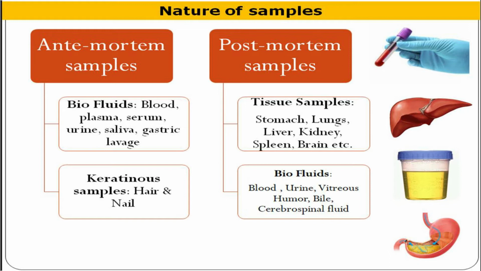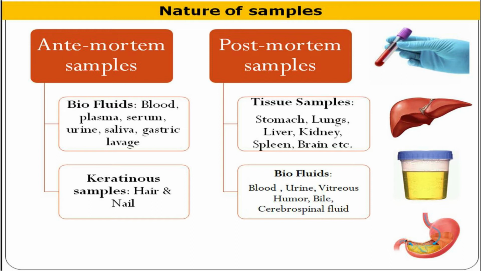So ante-mortem samples, mostly biofluids or blood or plasma, serum, urine, saliva, and gastric lavages are used to establish the exposure. You have to understand one concept of acute exposure and chronic exposure. So whenever a person consumes any xenobiotic or drug and poison in large amount in one instance, then it is known as acute exposure or acute poisoning. Or when any person consumes a drug or any poison over a period of time in very small doses, then this is known as chronic exposure.